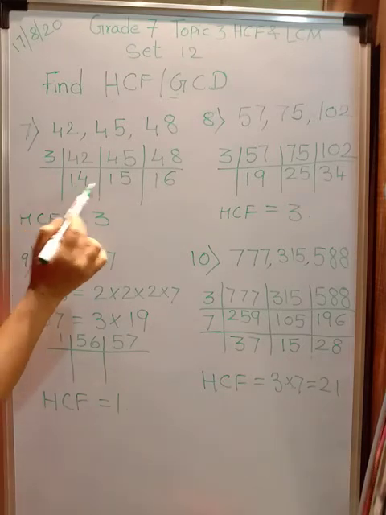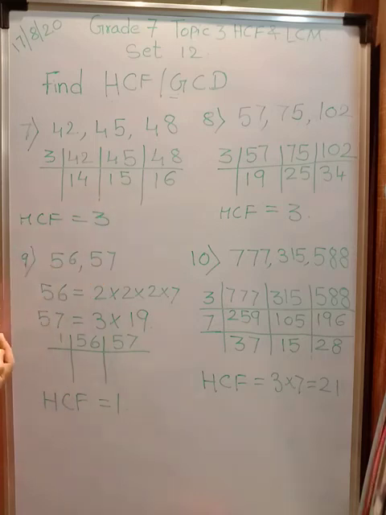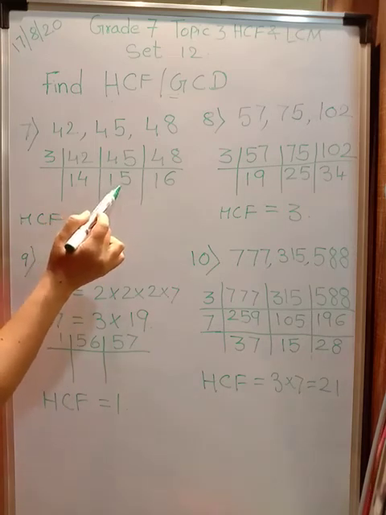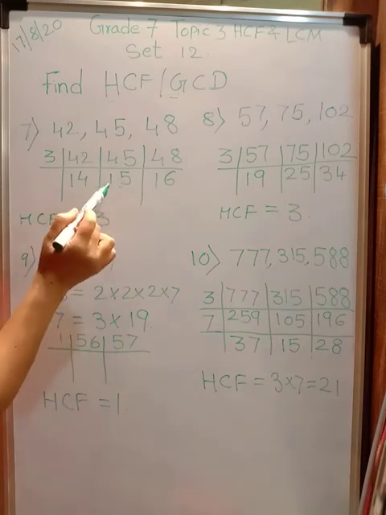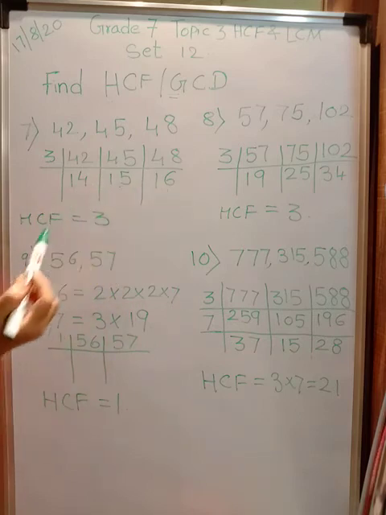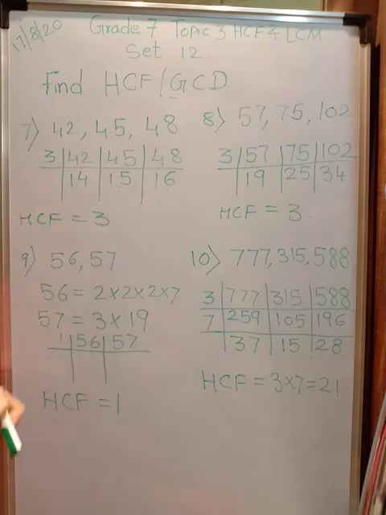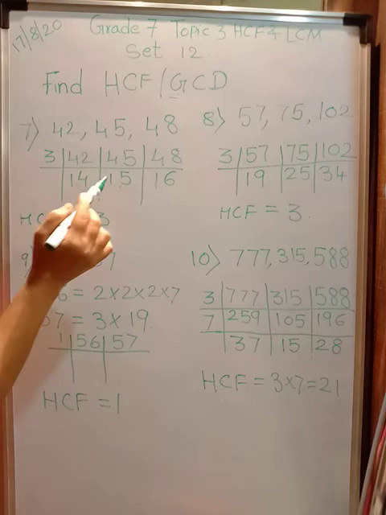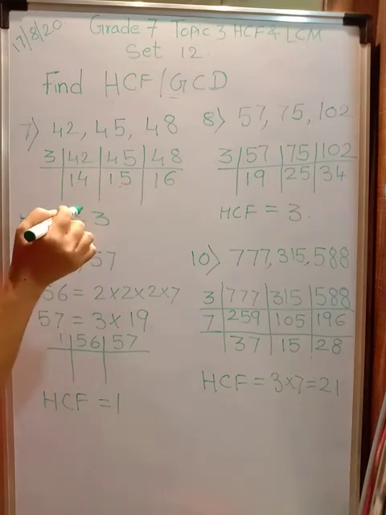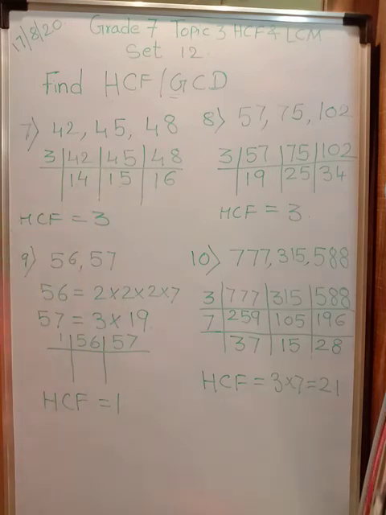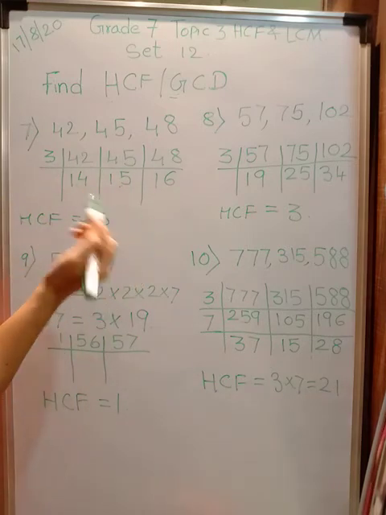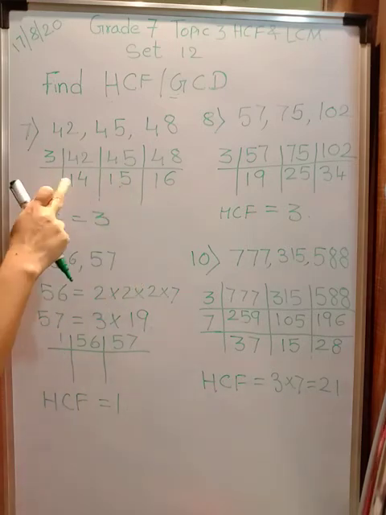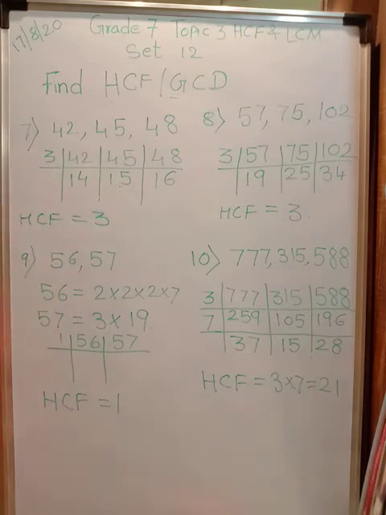You can see these two are divisible by 2, but 15 is not divisible by 2. This is divisible by 3, but these two are not. This is divisible by 5, but these two are not. Only 14 is divisible by 7. These two are not. Then comes 11. None of them are divisible by 11. None of them are divisible by 13. And afterwards, the number goes above 13. So we have to stop over here.